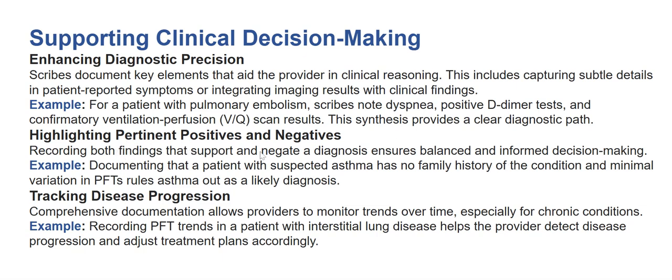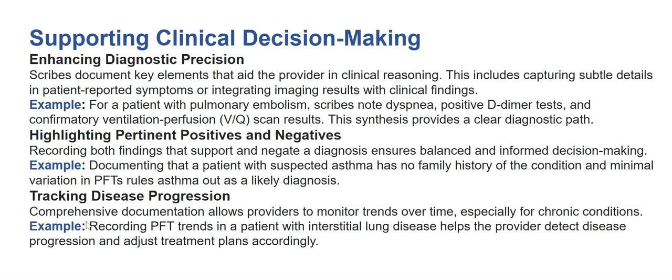Highlighting pertinent positives and negatives. Recording both findings that support and negate a diagnosis ensures balanced and informed decision making. Example, documenting that a patient with suspected asthma has no family history of the condition and minimal variation in pulmonary function tests, PFTs, rules asthma out as a likely diagnosis.